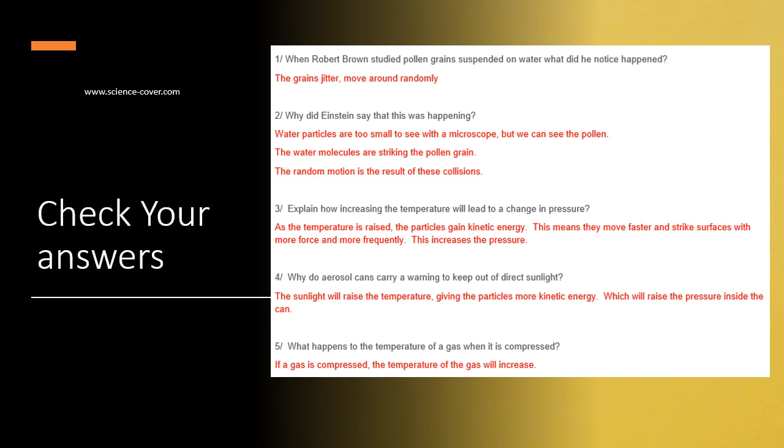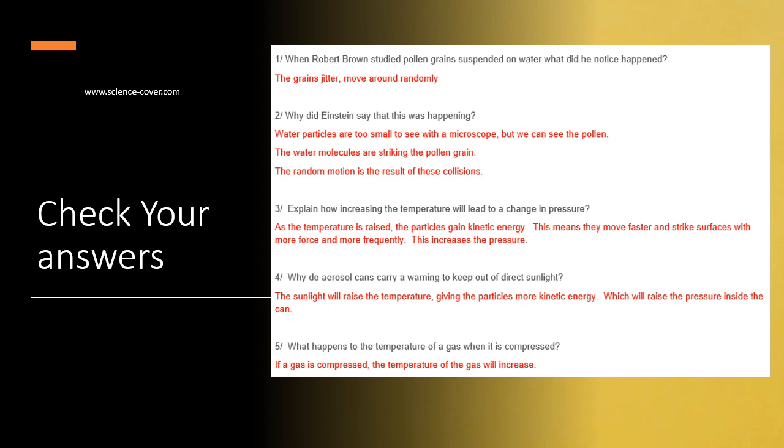Let's check our answers. When Robert Brown studied pollen grains suspended on water, what did he notice happening? The grains jittered or moved around in random directions. Why did Einstein say this was happening? Water particles are too small to see with a microscope, but we can see the pollen grains. The water molecules are moving around and striking the pollen grains, and the random motion of the pollen is a result of these collisions.